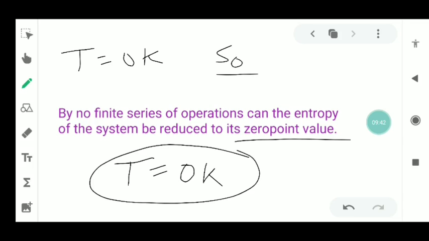All the three statements we discussed earlier can be used as the third law of thermodynamics. They are equivalent.